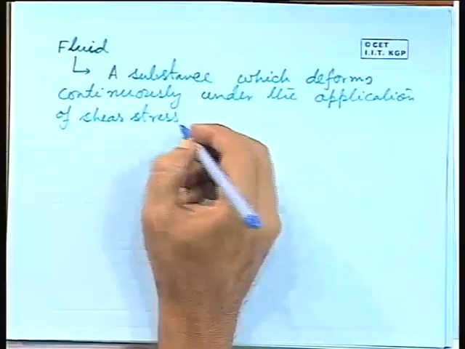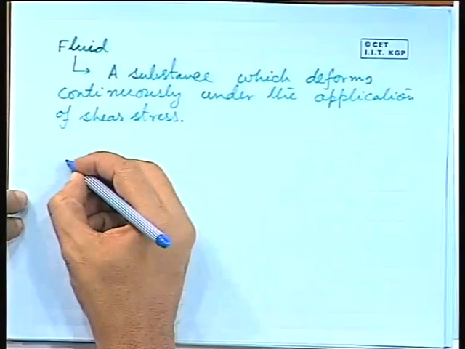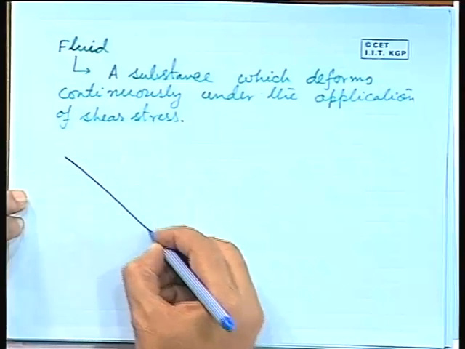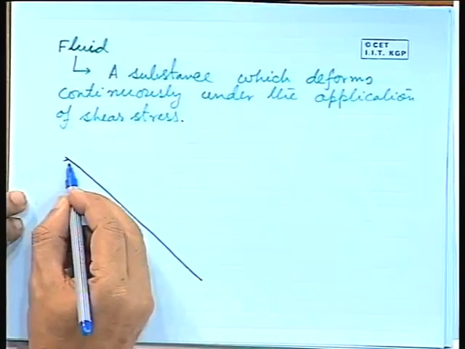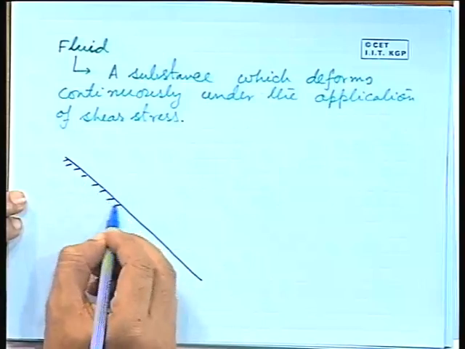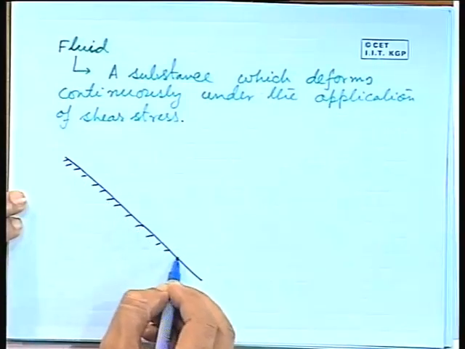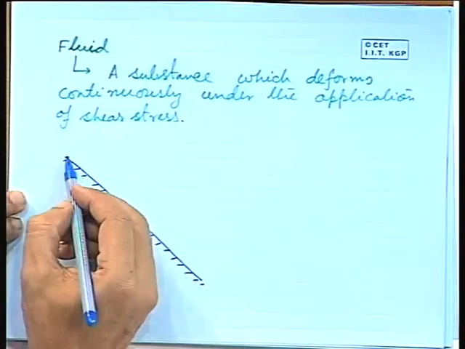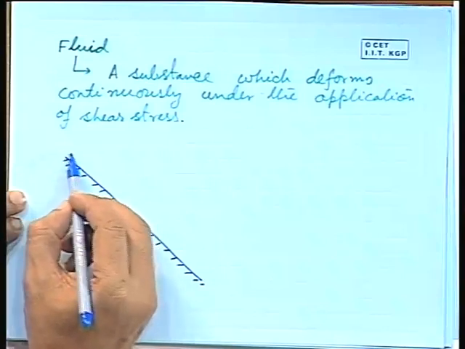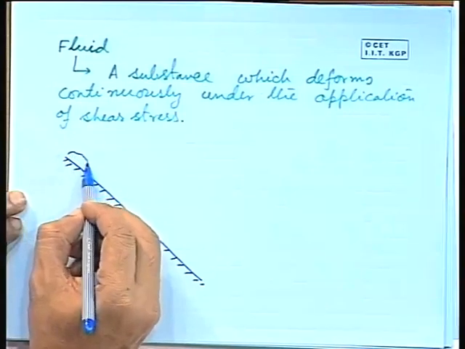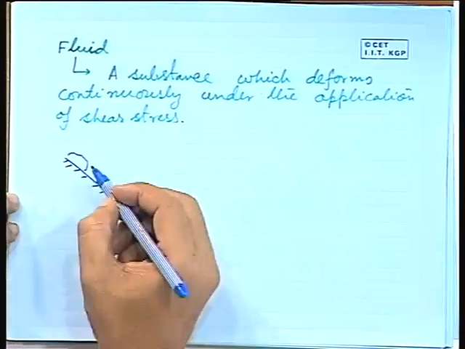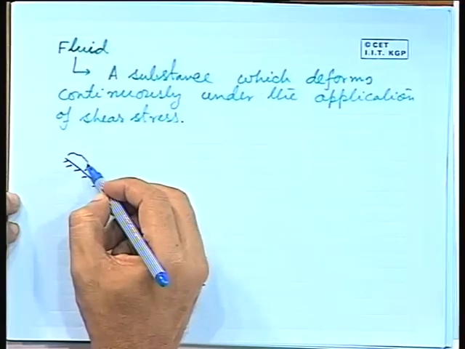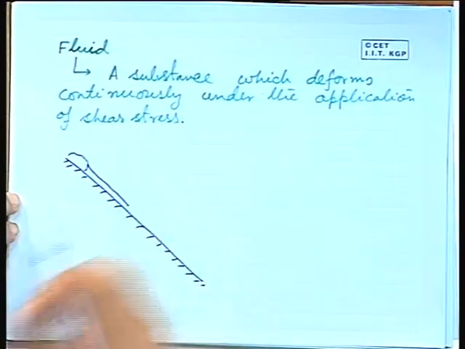I will just give one example. Let us say we have got some sort of inclined plane. This is nothing but a solid board, and what we have done, that we have put some sort of water or some liquid here. What we will see, that it will flow like this.